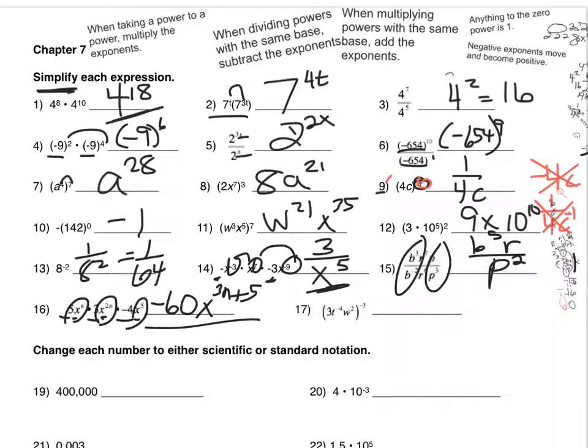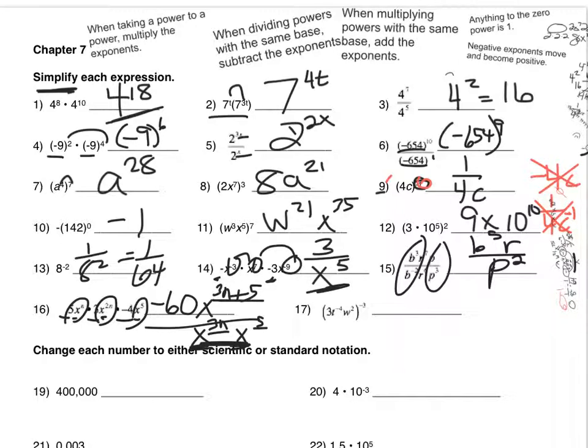Now, I had some students write x to the 3n and then x to the fifth separately, but because these have the same base, we can add the exponents. Now the exponent in this case is going to be just an expression, 3n plus 5, but you can write that as one expression versus separating it out because they both have the same base.